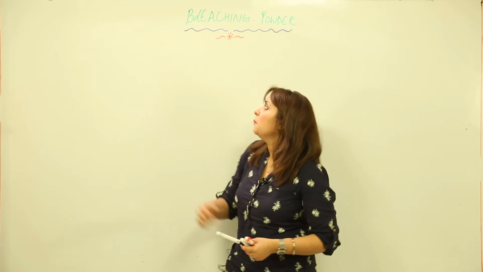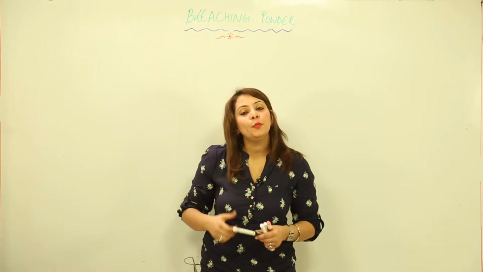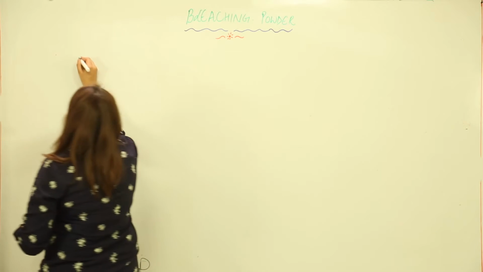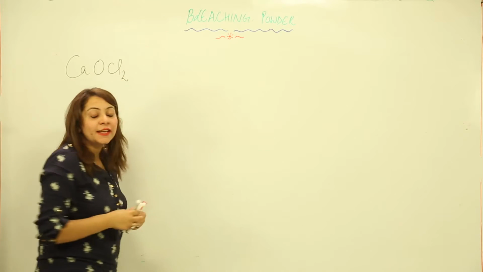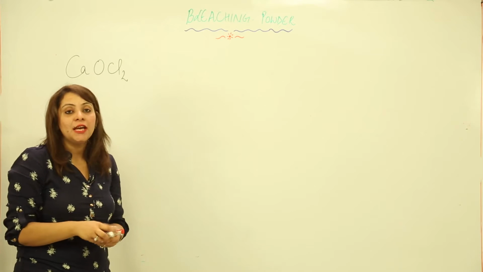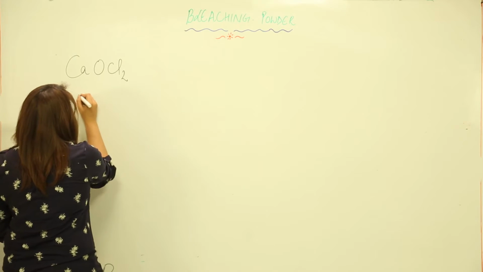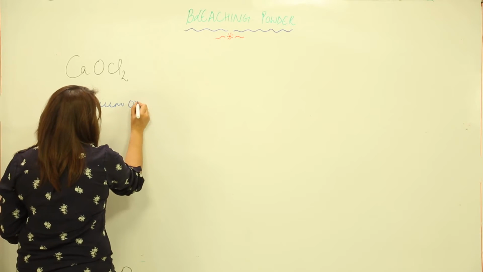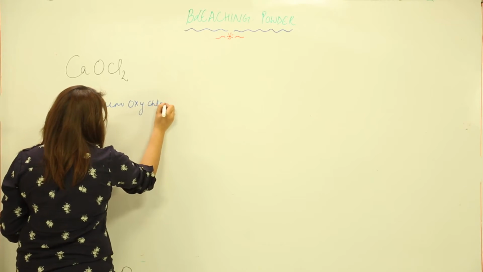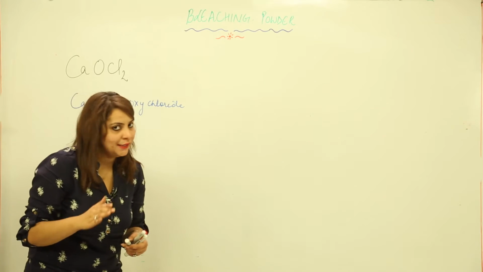Now we'll start with a compound that is the bleaching powder. As far as the chemical formula is concerned, it is CaOCl2. So the chemical formula for bleaching powder is CaOCl2. And when we talk about its chemical name, it is calcium oxychloride. So the chemical name for bleaching powder is calcium oxychloride.